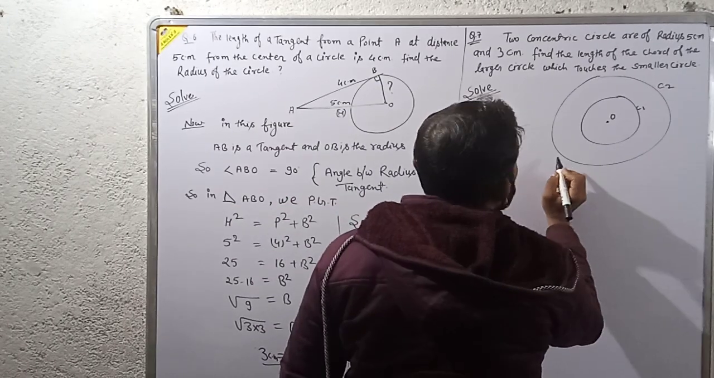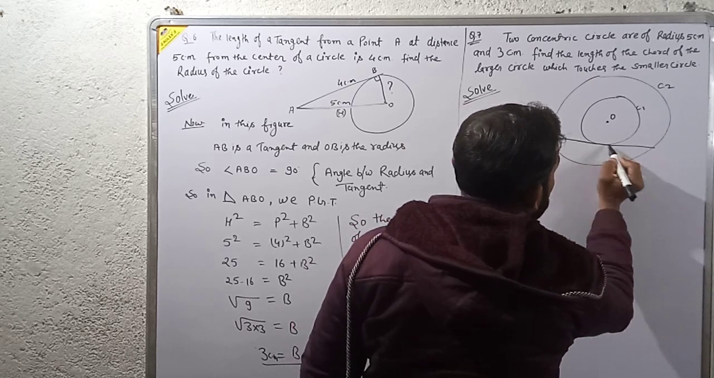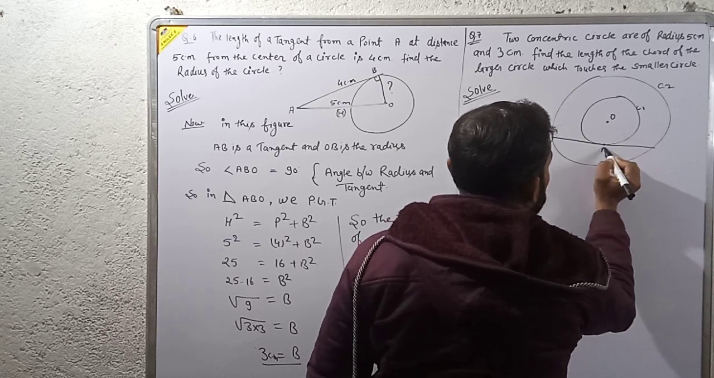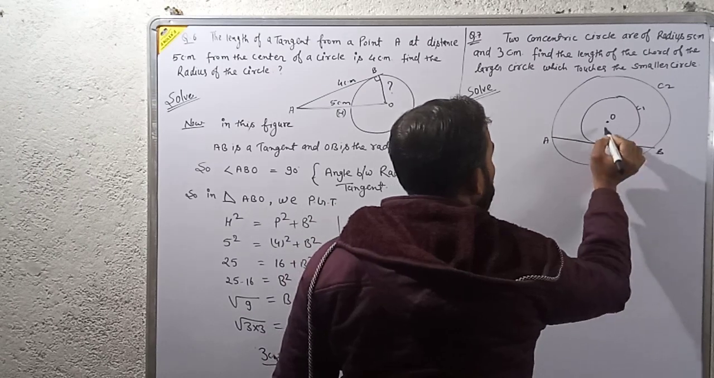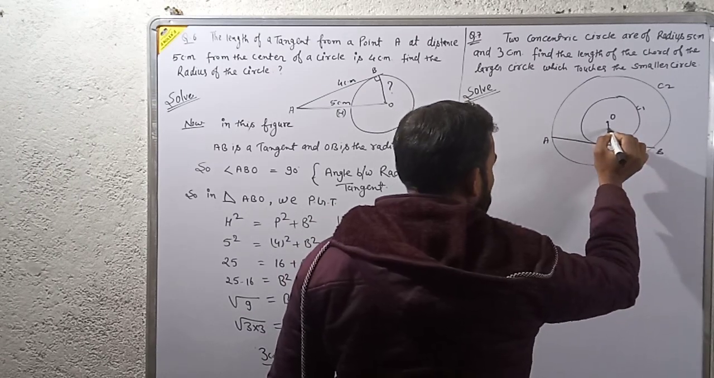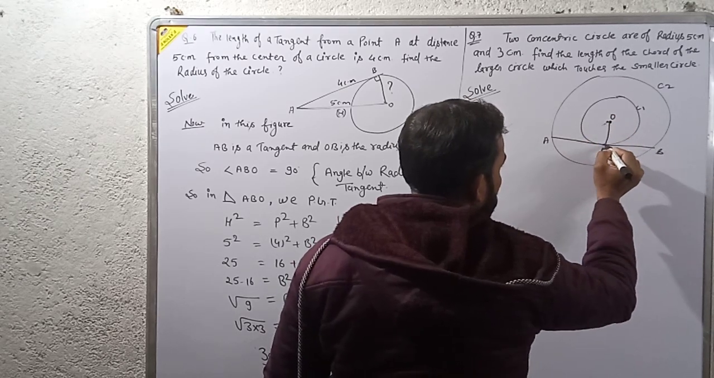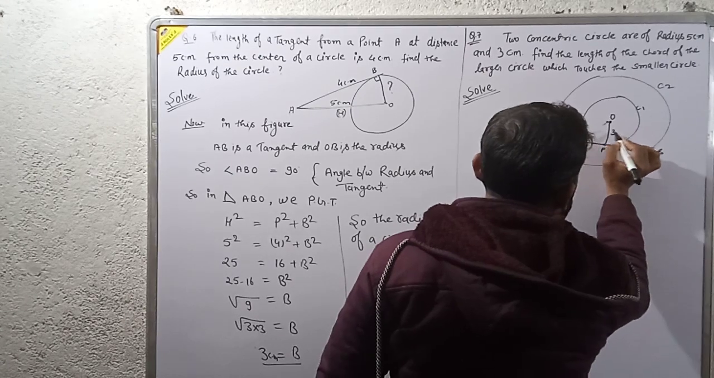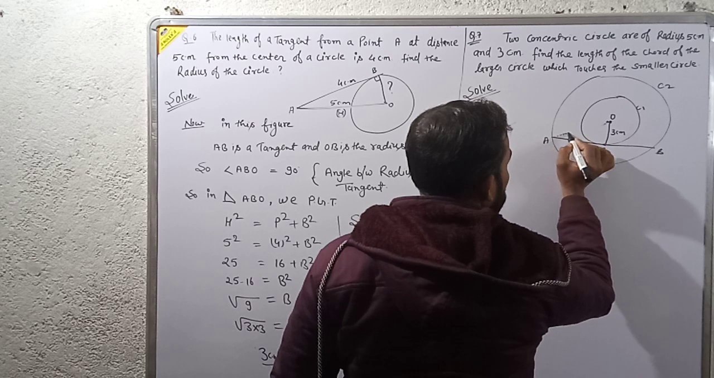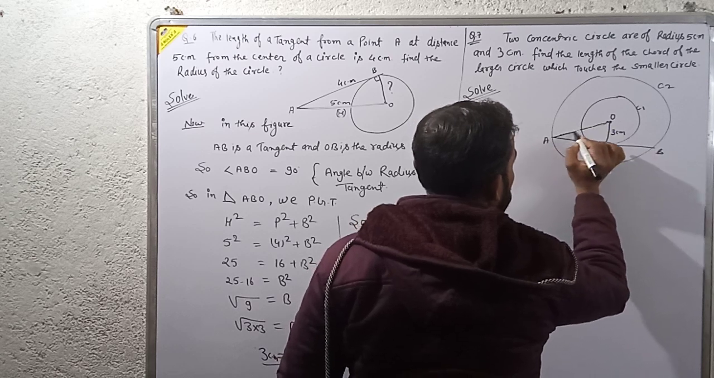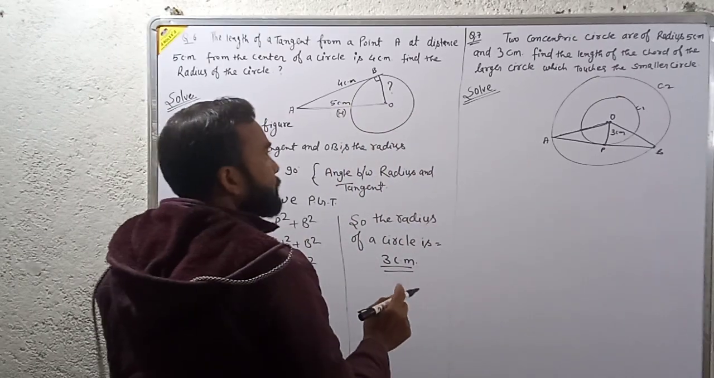Clear? This is the chord of the big circle which touches at point P. AB is the chord of the big circle and P is the point at which the smaller circle touches. And this is the radius of the smaller circle, 3 centimeter, and this is the radius of the bigger circle. Clear?